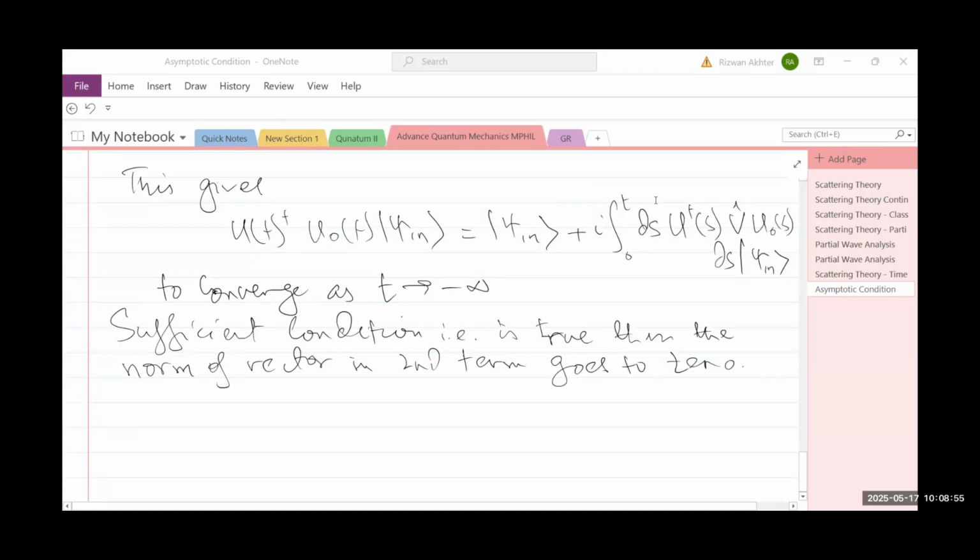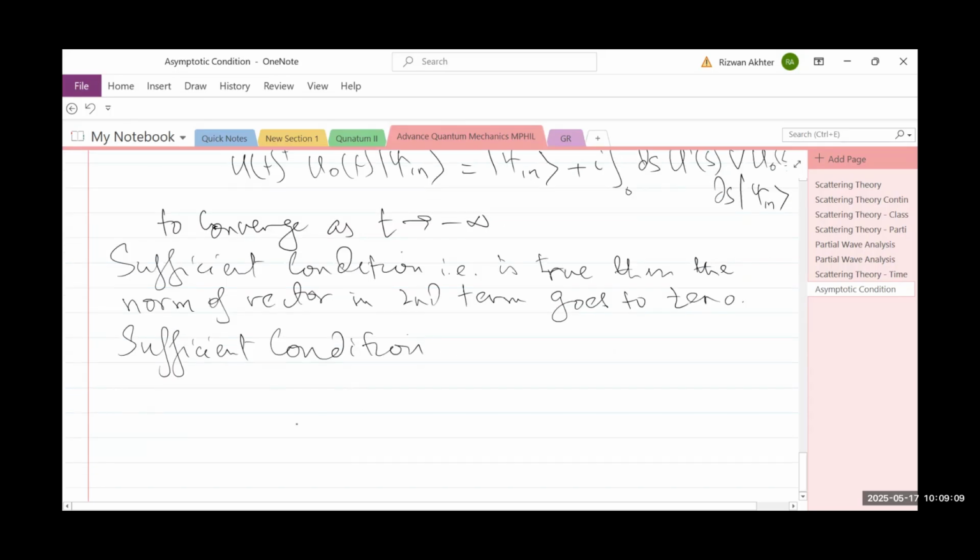So let's talk about this sufficient condition. What is the sufficient condition? The sufficient condition is the integral from minus infinity to 0, that is, we are integrating all the way from minus infinity to 0, ds of the norm.